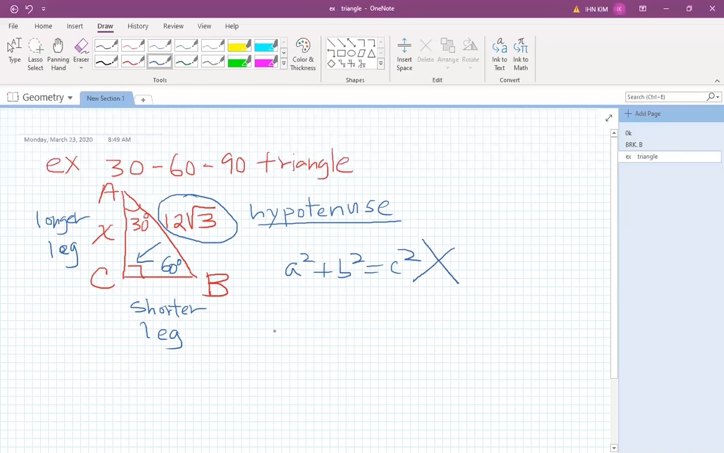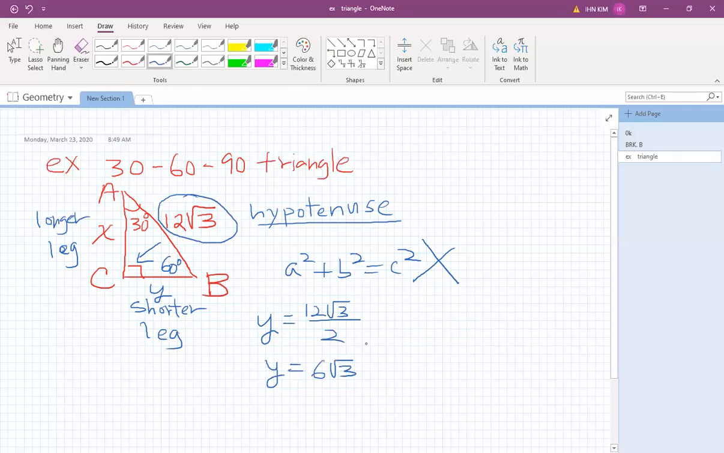So then how do we solve this? Well, we have to know the relationship. So this one over here, the shorter leg, let's call this a variable, let's call this y then. Y is going to equal half of the longer leg. Half of it. So that's going to be 6 radical 3.